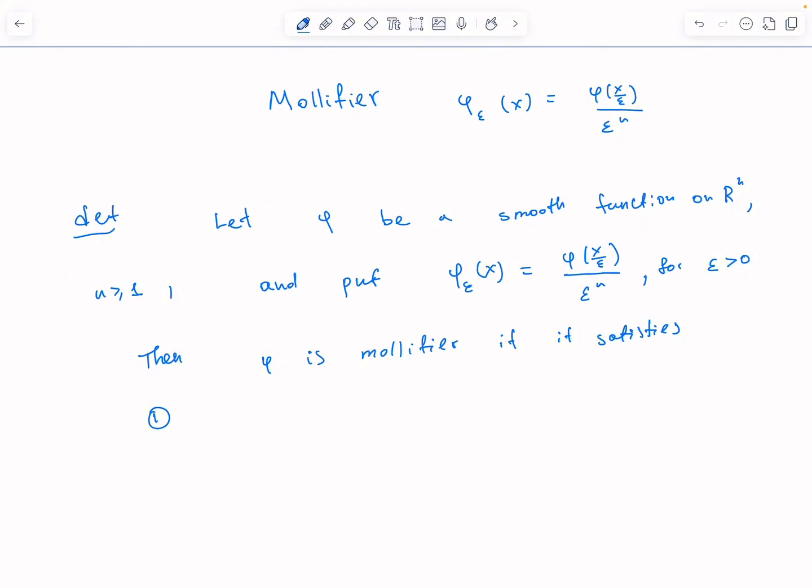The first condition is it should be compactly supported. What does it mean? It means in the given domain, on the boundary of a given domain, this is 0. Like phi, for example, our domain is omega, on the boundary it is 0.